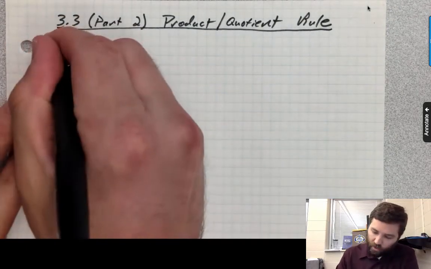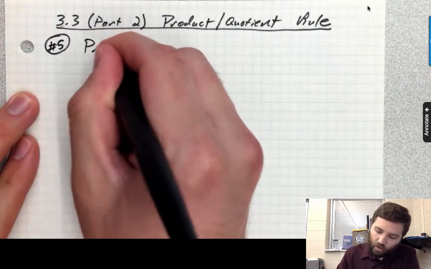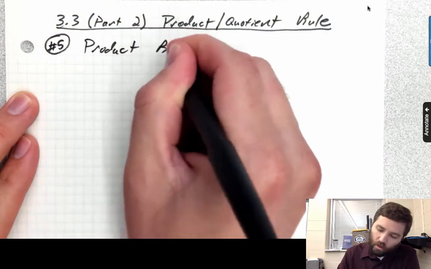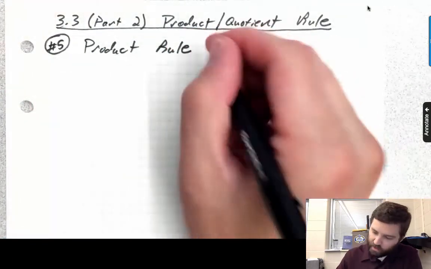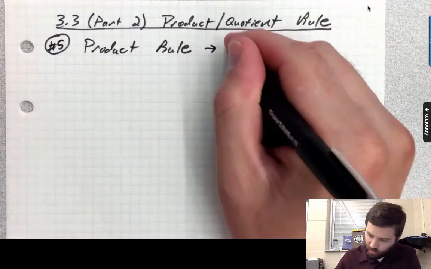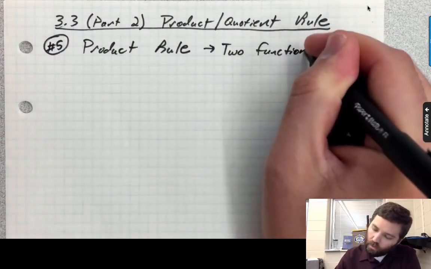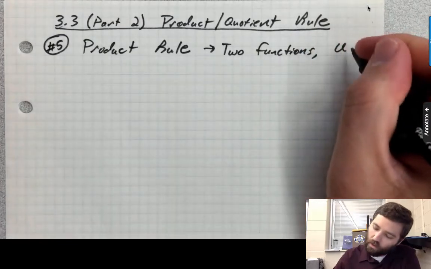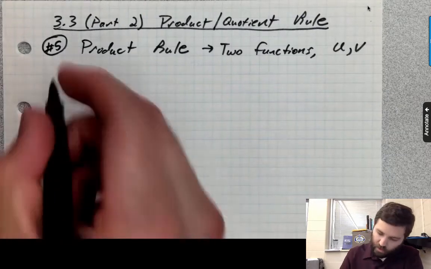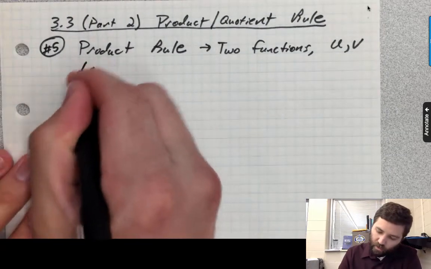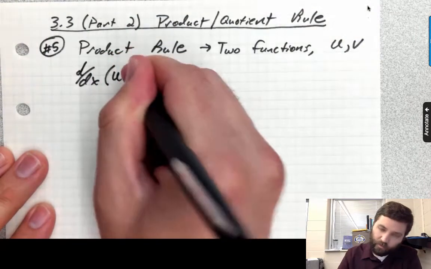The product rule. First, this is rule number 5 by my count, the product rule. Let's start by assuming that we have two functions, u and v, both in terms of x. And this is what we want to do. We want to take the derivative with respect to x of the product, u times v.